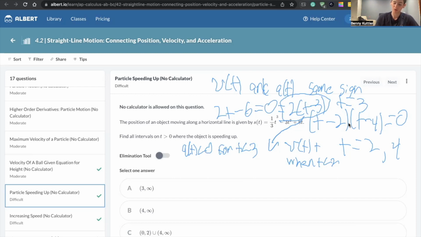Okay, so if it's positive when it's less than 2, and 2 is less than 3, so every time the velocity is positive on this interval, the acceleration is going to be negative. So we know that t less than 2 is not going to work for our purposes, because we're looking for the times where the acceleration and the velocity have the same sign. So here it's positive and the acceleration is negative, so that doesn't work.